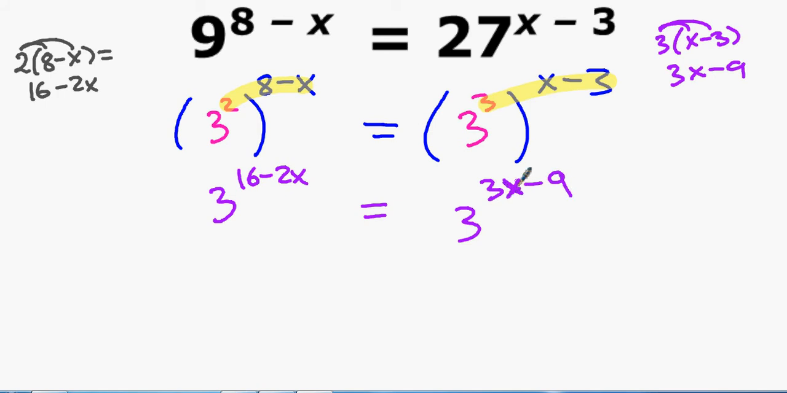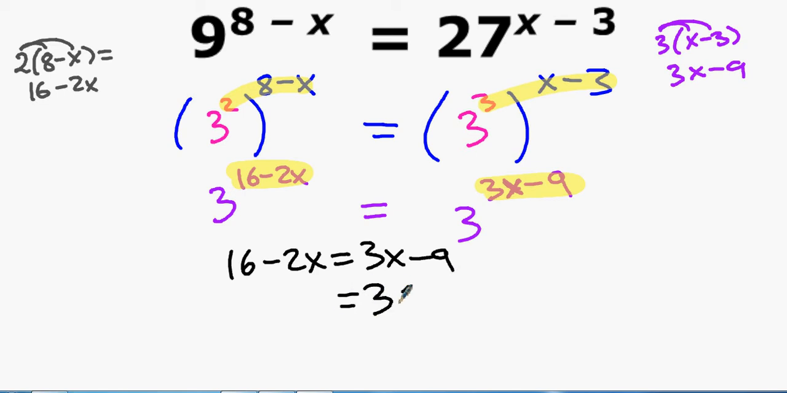See, now I used that first method, and in this case I was able to rewrite both sides with the same base. The base is 3. So now I can ignore those bases and just focus on the exponents. Since their bases are the same, the exponents must equal each other. So 16 minus 2x equals 3x minus 9.